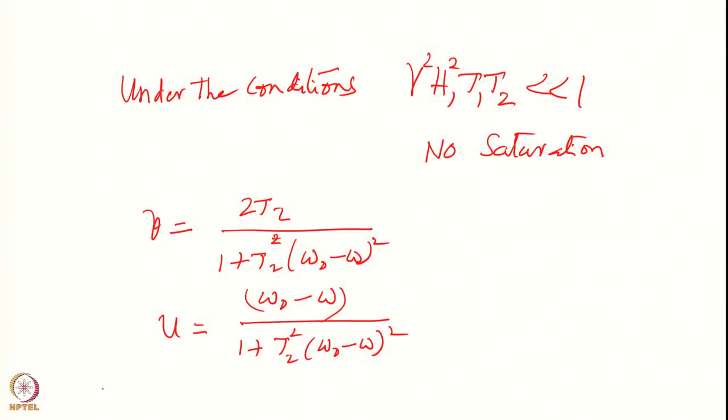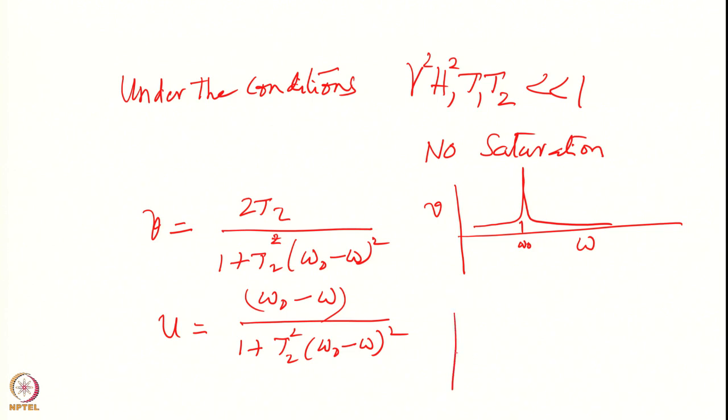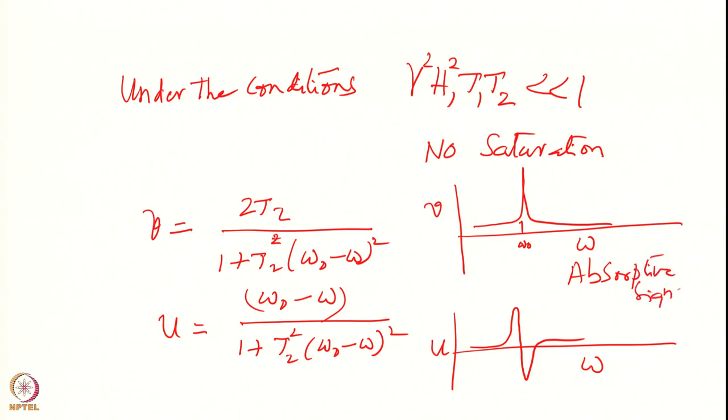Okay. Now, if I want to draw this curve, I want to plot v versus omega. This is omega here, this is v here. How does it look? This will look like this, and the center is omega naught. If I plot u versus omega, how does this look? This will look like this, down like this, and like this. So this is called the absorptive signal, and this is the dispersive signal. So these are the two basic line shapes in your NMR spectrum.